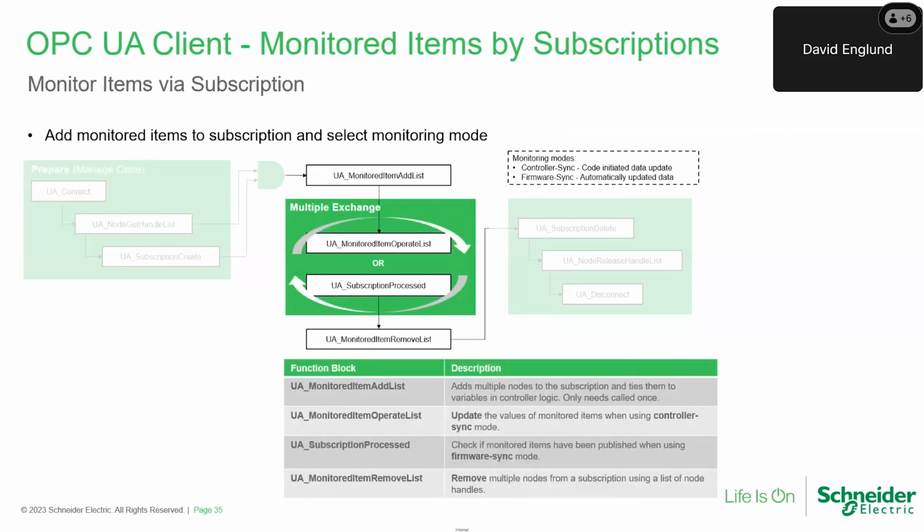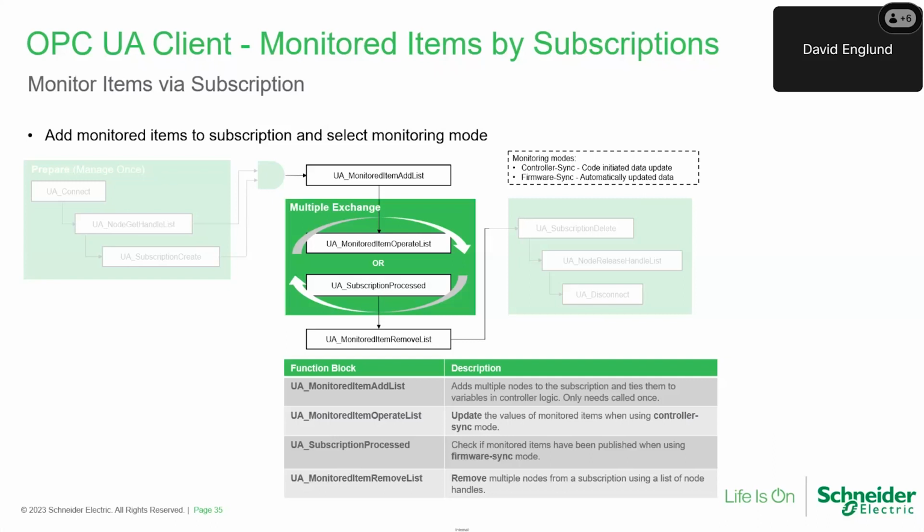Now we'll look at the execution phase for a subscription. First, we need to add monitored items to the subscription with the UA monitored item add list. Previously we created the subscription, which is our polling group. Now we're going to add the individual variables we want to poll to that subscription. When we perform this instruction, we also need to choose either a controller sync or firmware sync for our subscription. For controller sync, we call the UA monitored item operate list instruction to transfer variables from the subscription to the PLC. So this would require the programmer to initiate an instruction to update our polled values.